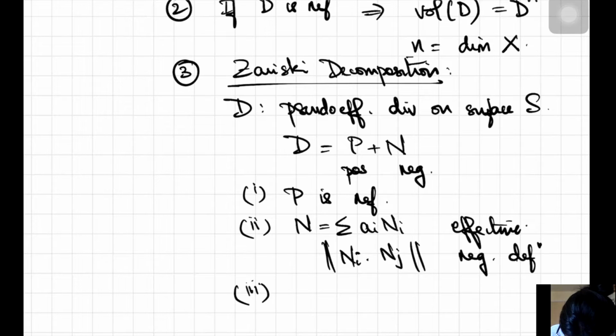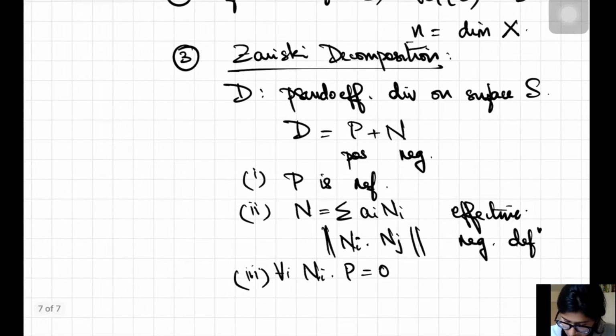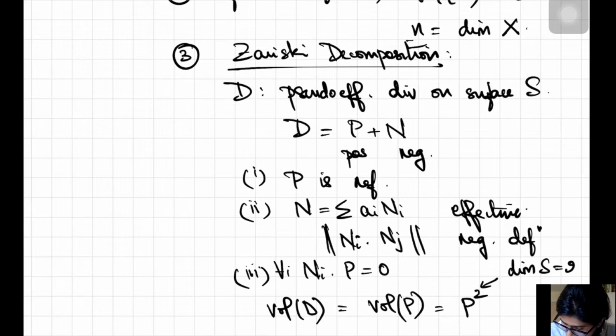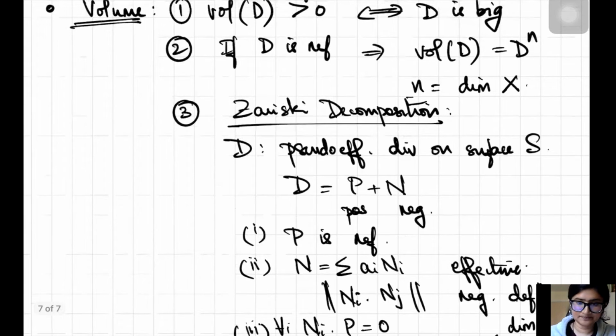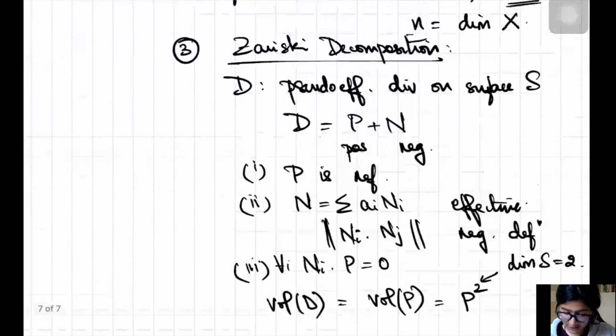And the third property is that the curves which form a part of your negative part have to intersect your positive part by 0. So it has to be orthogonal to your positive part for every i. So why do we do this? Once you do this, we have a result that says the volume of D is nothing but the volume of just the positive part, because that's the nef part, and that's nothing but P squared, because the dimension of what we are looking at is 2. So we will need these properties to then go on and do the actual computations.